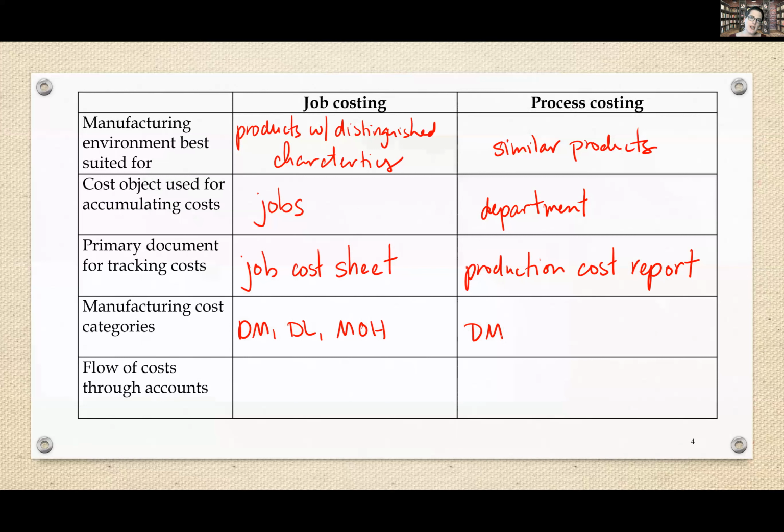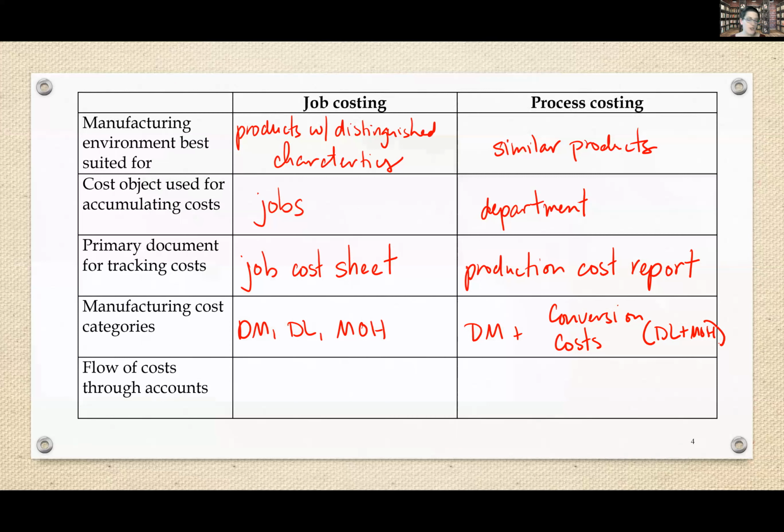But then our direct labor and our manufacturing overhead, those are going to be called, and this is a difference, conversion cost. Okay, so conversion costs are going to be your direct labor and your manufacturing overhead added together. So both job costing and process costing still have direct materials, direct labor, and manufacturing overhead, but in process costing, we call the direct labor and manufacturing overhead conversion cost, and we add them together.